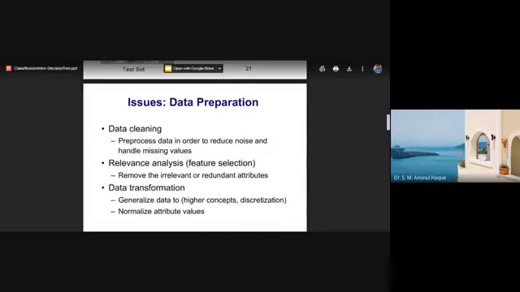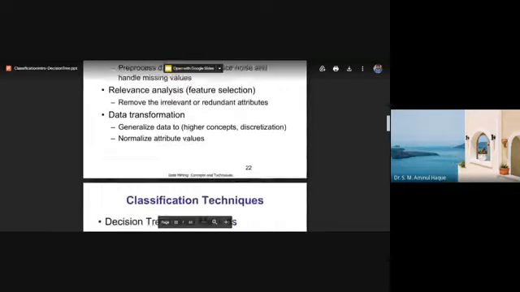If there are some missing values, we have to take care of them. If there is some noise, we have to remove that. If you have some outliers, we have to remove the outliers. If we have some redundant data, then we have to take care of it. Otherwise, we will not get the expected outcomes. Get it?